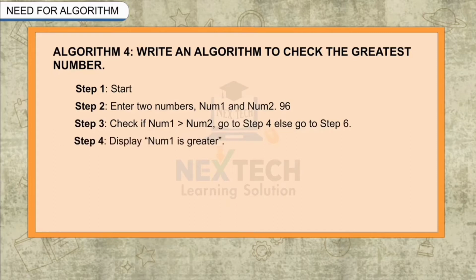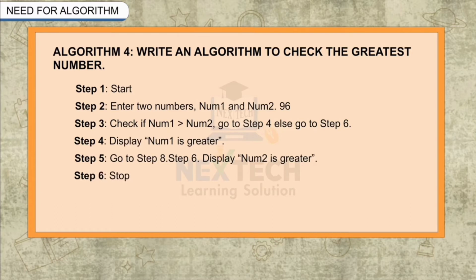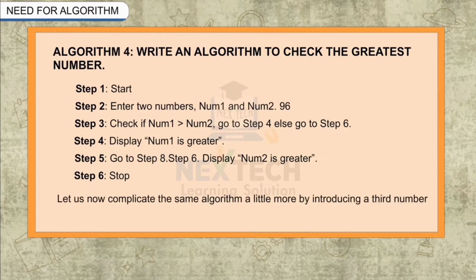Step 4, display num1 is greater. Step 5, go to step 7. Step 6, display num2 is greater. Step 7, stop. Let us now complicate the same algorithm by adding a third number.